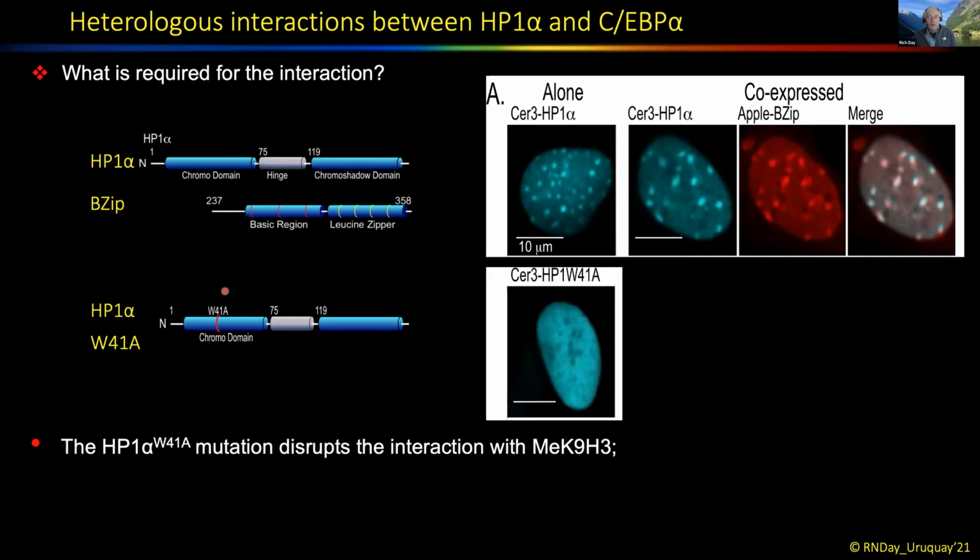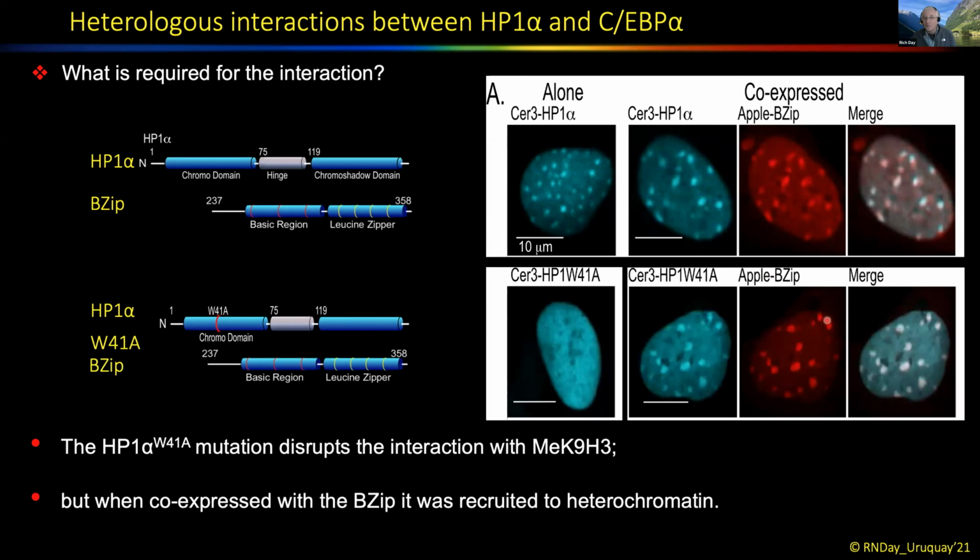And there's this mutation that was identified in the chromodomain of HP1 alpha. When you mutate this position, what happens is HP1 alpha no longer localizes to heterochromatin. It's what is required for its binding to heterochromatin. And so we made that mutation. And indeed, what you can see is that this cyan labeled mutant HP1 alpha does not localize to heterochromatin. However, if we co-expressed it with the BZip domain of CEBP alpha, they now co-localized in heterochromatin. So this tells us that the BZip domain is able to recruit HP1 alpha to the heterochromatin. But remember, this does not bind by itself to heterochromatin.